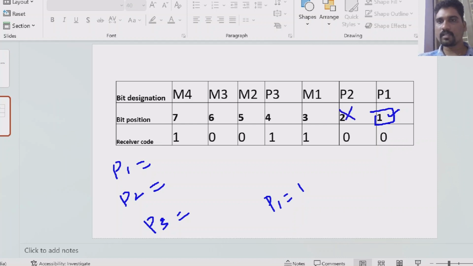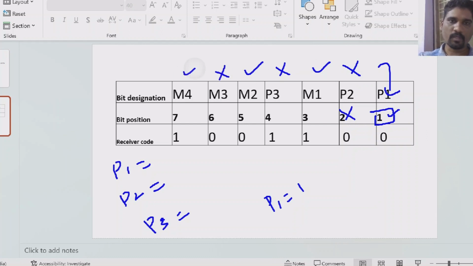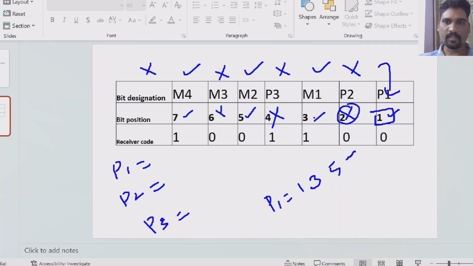1 bit we consider, 1 bit we skip. Again 1 bit we consider, 1 bit we skip. So if I consider the first, the second bit should be discarded. Then we write the third value, then skip the fourth value, then write the fifth value, skip the sixth value, and write the seventh value. Now just write the corresponding receiver code at these particular locations, that is more than sufficient. So what is the value?